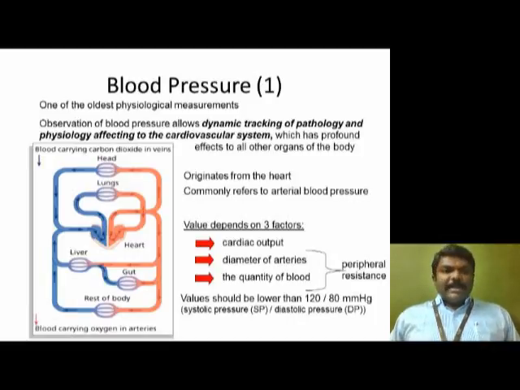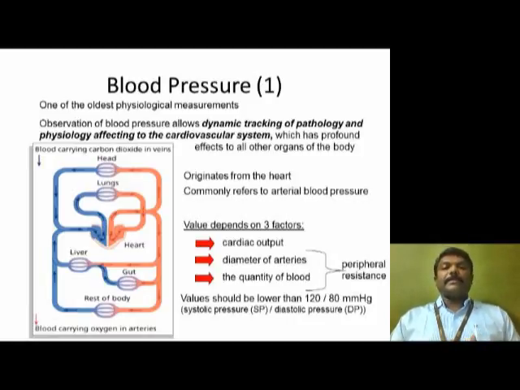Now, blood pressure is an indication of the cardiovascular system. As I told you, there are several other parameters. The three main factors which control the value of blood pressure are the cardiac output, meaning the blood output coming from the heart per unit time, the diameter of the arteries, and the quantity, or volume, of the blood. These are the three major factors which control blood pressure.